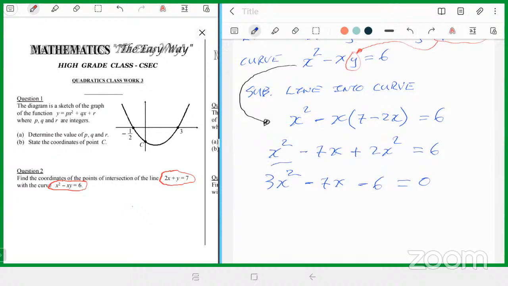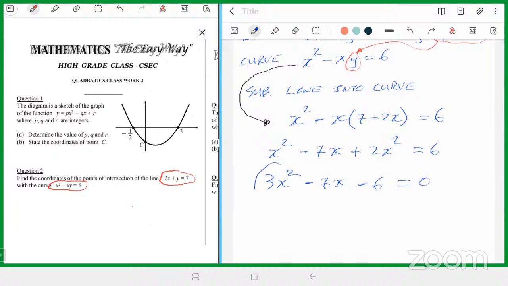So this can be solved now by the quadratic formula, or it can be solved by factorizing. Generally speaking, when you get a line and a curve equation in CSEC to solve, it can be solved and you get whole number values. Not necessarily whole number values, but exact values, I should say. So when you get exact values, you can factorize. And this one can be factorized.